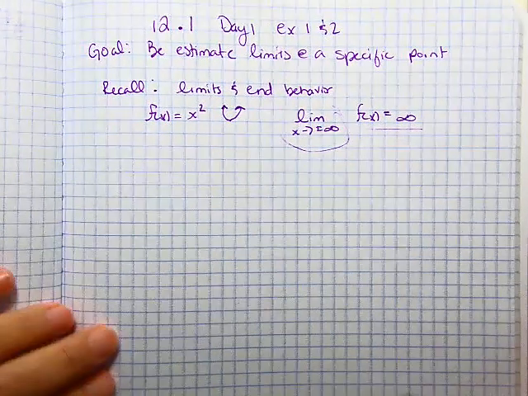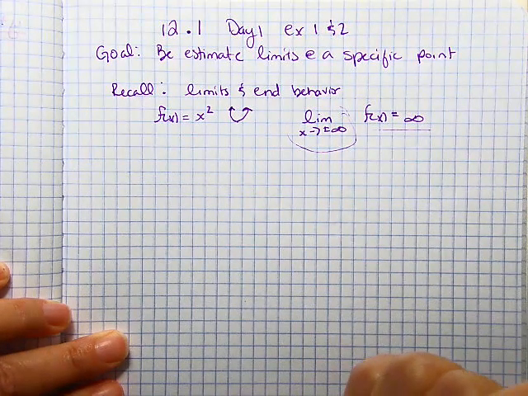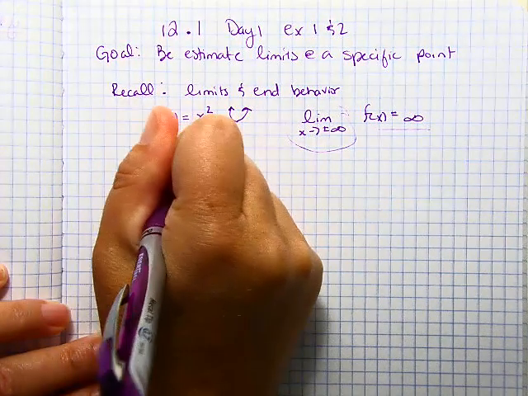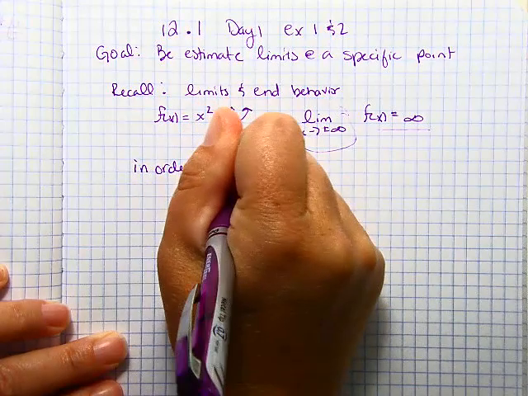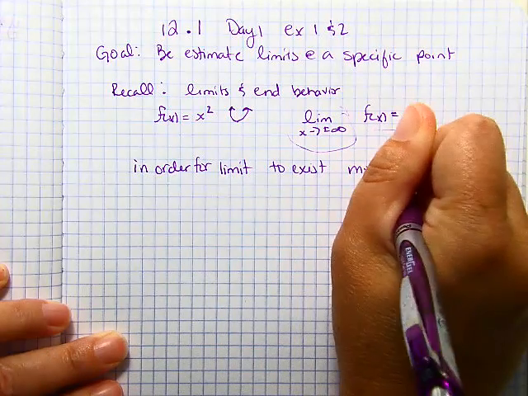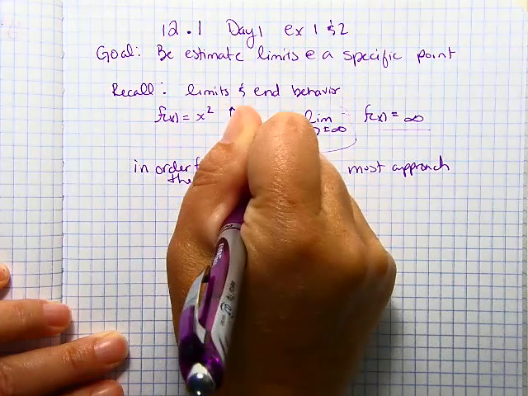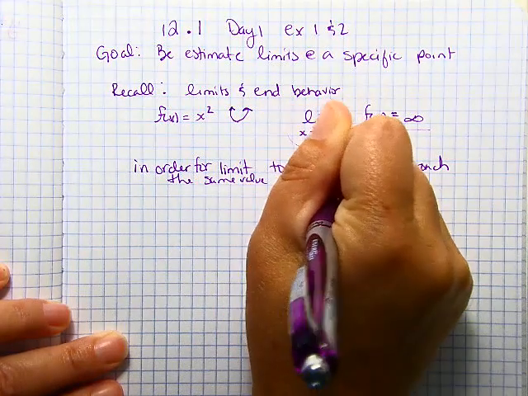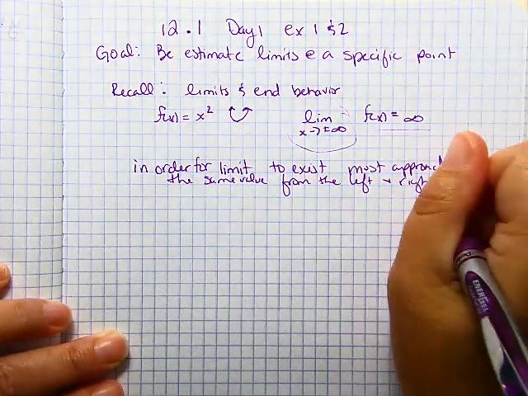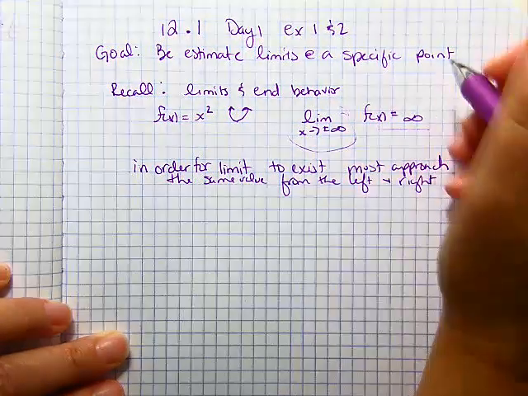Today we're looking at a specific point, and that is when we had holes, discontinuities, etc. If you recall, in order for there to be a limit, it must approach the same value from the left and the right. And so we're going to use our calculators to create tables because we are going to be estimating limits numerically.